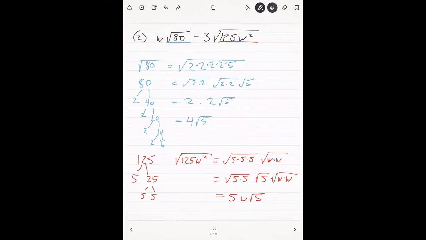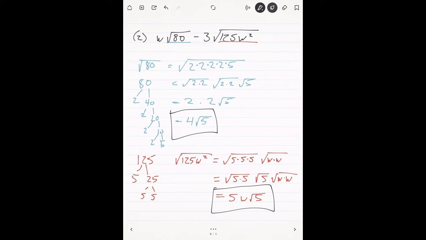I then broke down 125 into its prime factors, 5 times 5 times 5, and I figured out what the square root of w squared was separately. So I made my pair of 5's. Those just simplified down to 5. The square root of w squared was just w, and then a root 5 stayed by itself. So we ended up with 5w root 5. So hopefully you're able to come across these two radicals. It's good practice for us at simplifying radical expressions.